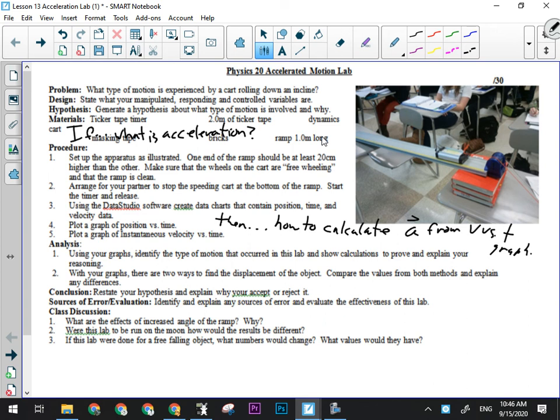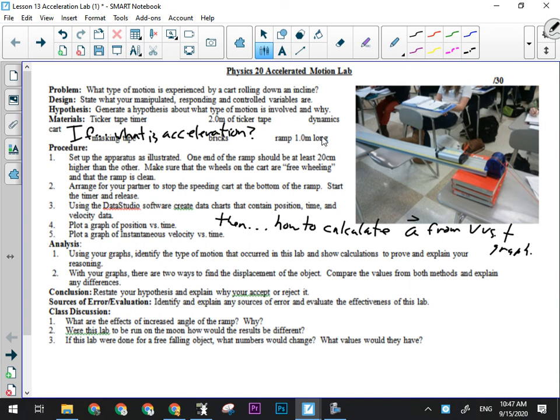Okay, for your data, same as the last lab. I want your chart and I want your graph. You're going to have a velocity versus time graph. You're also going to have a position versus time graph. You're not going to use the position versus time graph to calculate anything, but you are going to use it to help you verify what type of motion the cart is undergoing based on its shape.